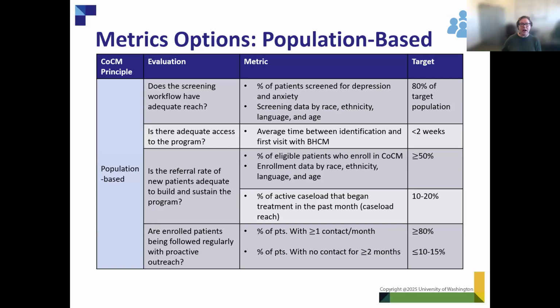Many organizations strive for two contacts per month until the patient has a relapse prevention plan, when the frequency can drop to once a month until their episode of care ends. Next slide.